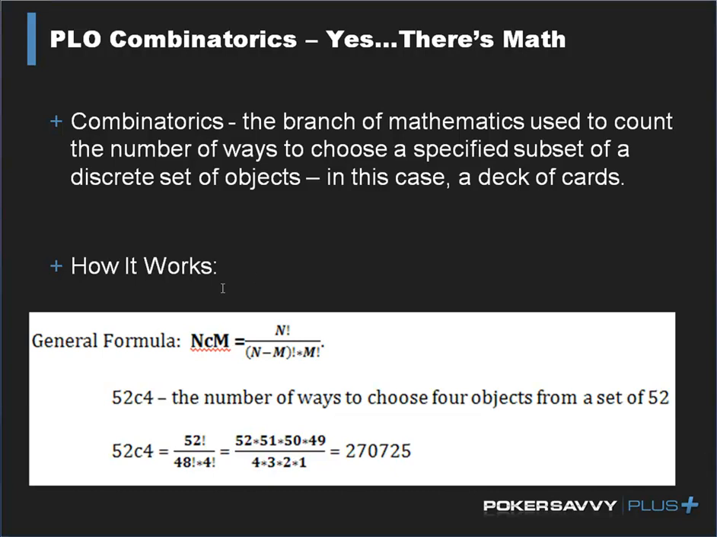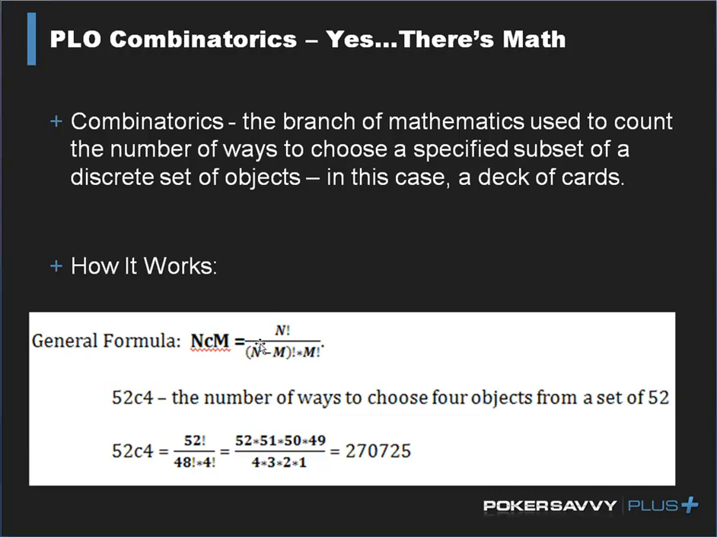N and M here are just the numbers that we designate for the combinatoric calculation. N is the size of the big set, in this case the deck of cards, 52. M is the size of the subset that we're choosing, in this case 4, the number of cards in the starting hand. So this N choose M is the general form of 52 choose 4, or 52 choose 3 if we're looking at flops, or whatever combination of a fixed set and a subset that we want to choose.